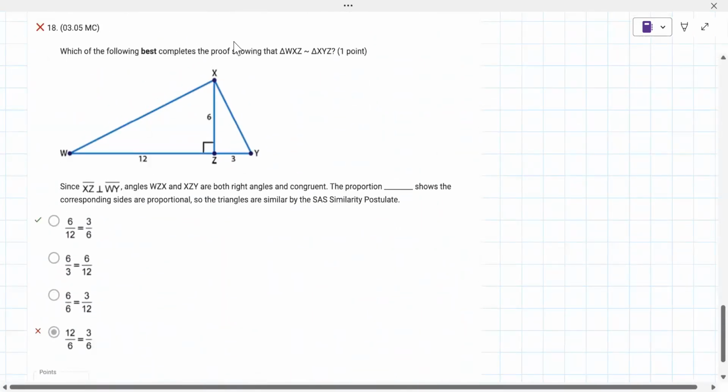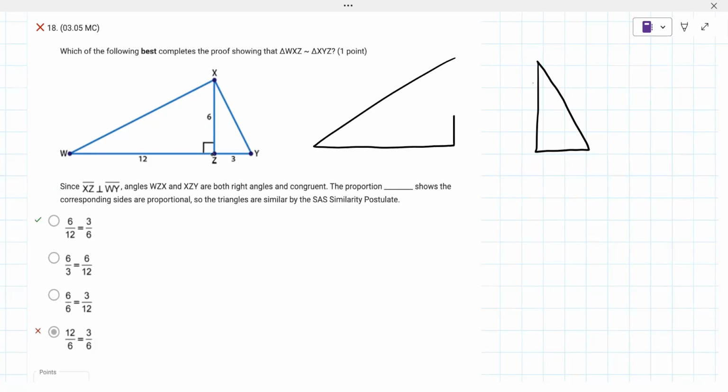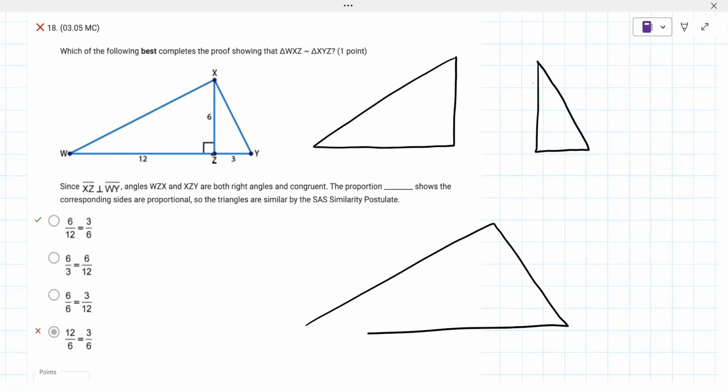Which of the following best completes the proof showing that triangle WXZ is similar to triangle XYZ? Okay. A little bit of background here is there's actually three triangles. There's the small triangle, there's the medium triangle, and then there's the large triangle. Hopefully you see that when you look at this.